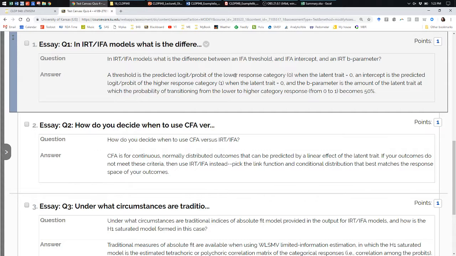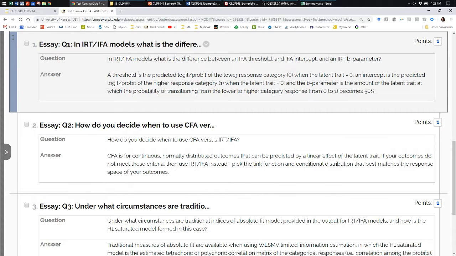So the first question, I'll go over the three here briefly. We've beaten them to death in class. Intercepts, thresholds, and B parameters are all different ways of saying how difficult an item is. They differ in what they're relative to.